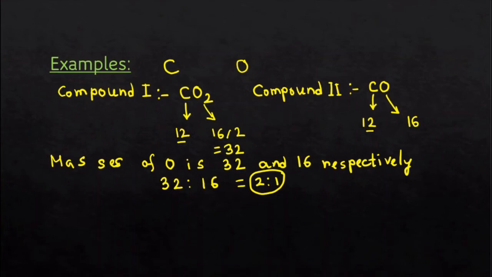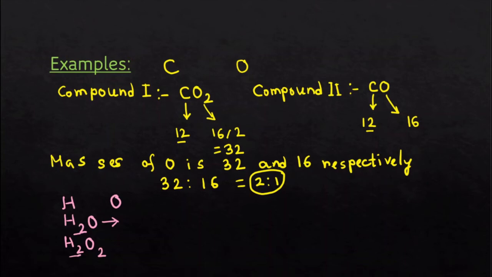Now we are choosing hydrogen and oxygen as our elements. So, in the first compound, hydrogen and oxygen are forming water, whereas in the second compound, hydrogen and oxygen are forming hydrogen peroxide. Let's check for this one. Mass of hydrogen is 2. Mass of hydrogen is also 2 in this second compound.